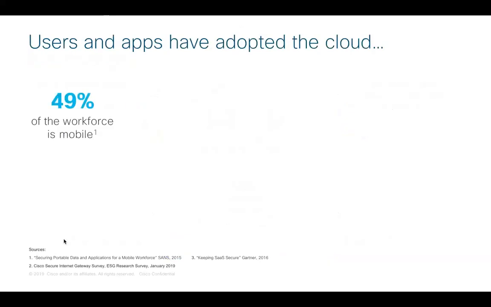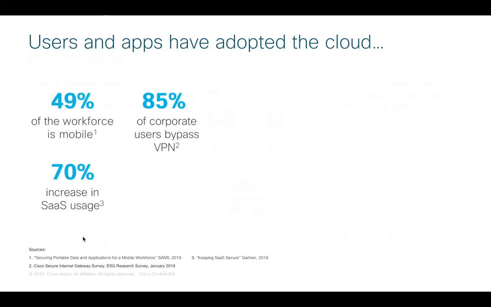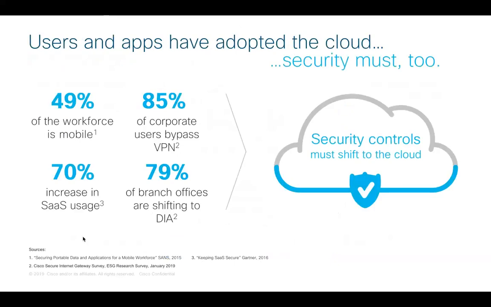Looking at the impact of these shifts to security and taking a closer look at the impact, we're seeing that about half of the workforce is currently mobile, and that number is going to continue to rise. That's a very significant chunk of the workforce. We're seeing more people working from home, working from a combination of branch offices and headquarters, as well as working from other locations. So a strong majority of the workforce is now considered roaming.